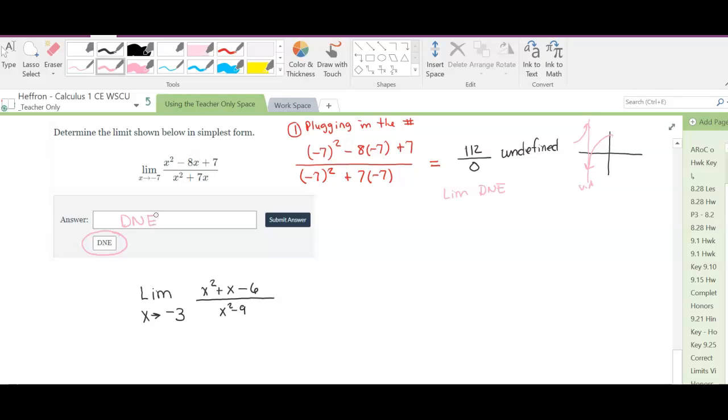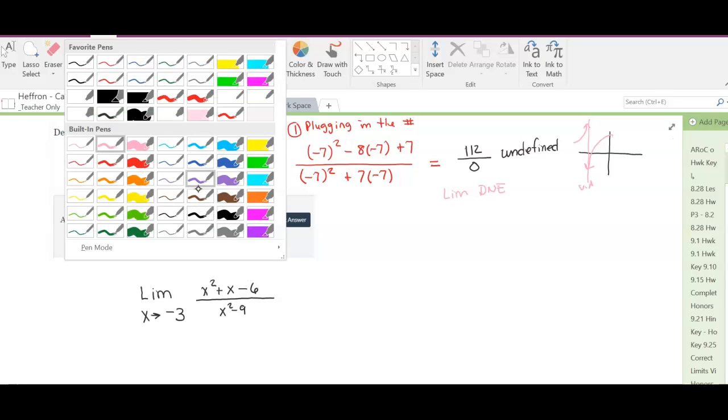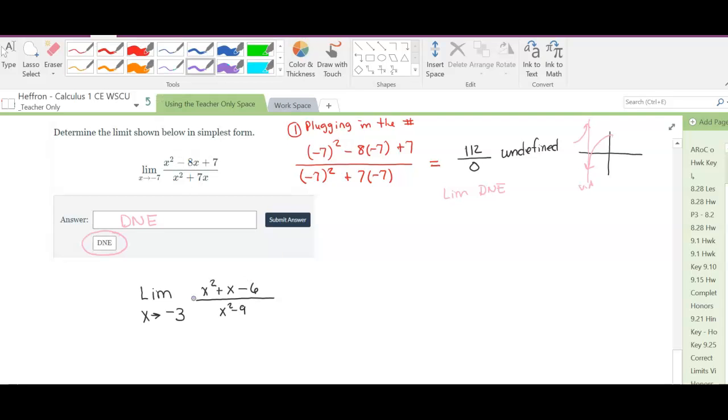Now let's look at another one that looks similar. I'm going to do the same thing. I'm going to plug in -3 for every x. Well, in the numerator I have 9, because -3 times itself is a positive 9, -3, -6 more, well, that's 0. And in the denominator I have 9 minus 9, that's also 0.